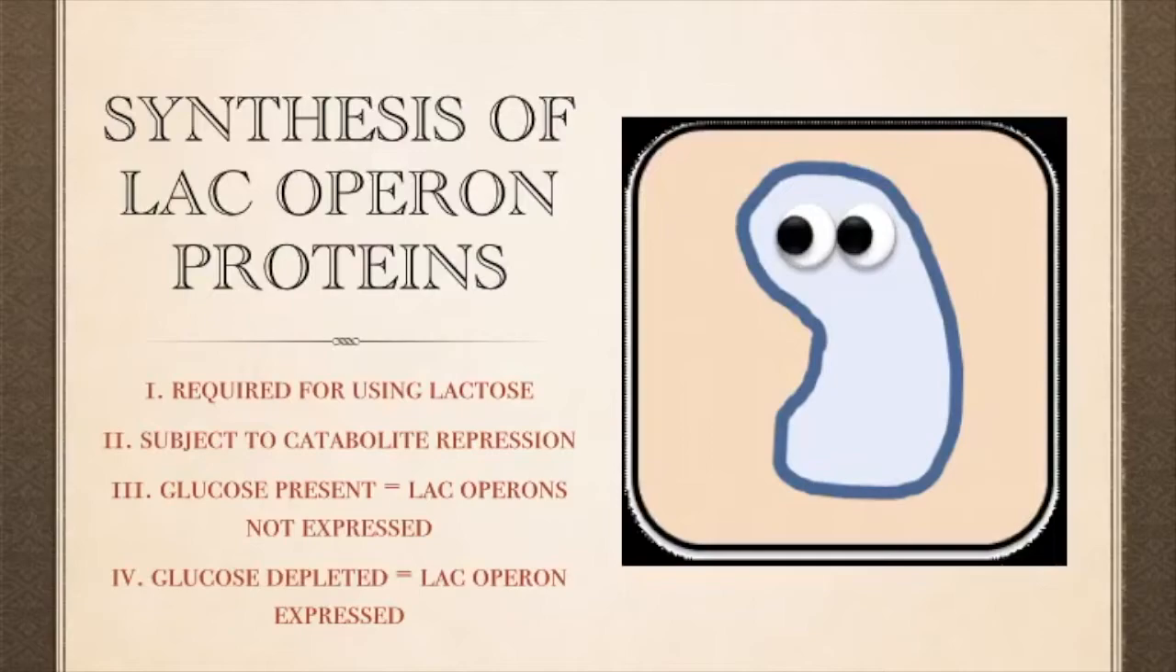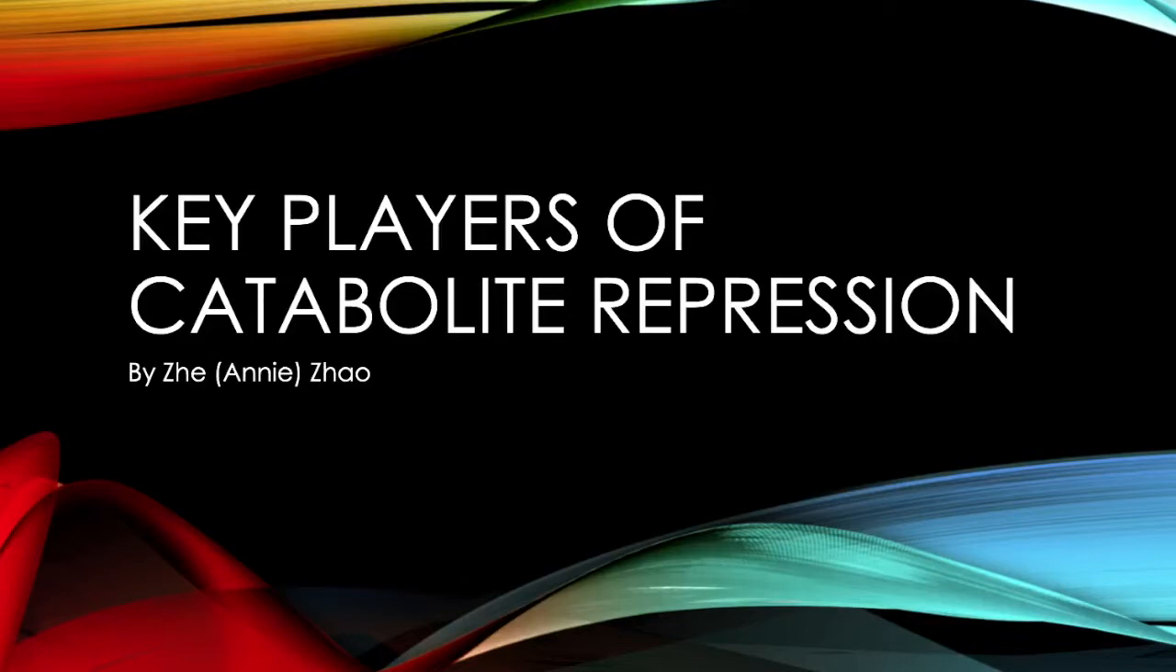The synthesis of lac operon proteins, including the enzyme beta-galactosidase, is also subject to catabolite repression. When glucose is present, the lac operon is not expressed and lactose is not used. However, when glucose is depleted, catabolite repression is abolished. Thus, the lac operon is expressed and cells grow on lactose. In this section, we will be discussing some key players of catabolite repression.